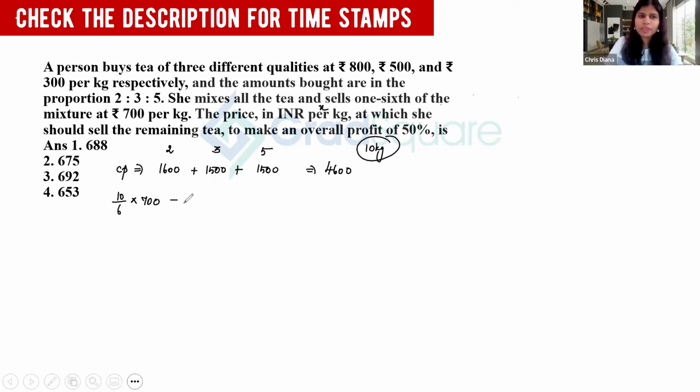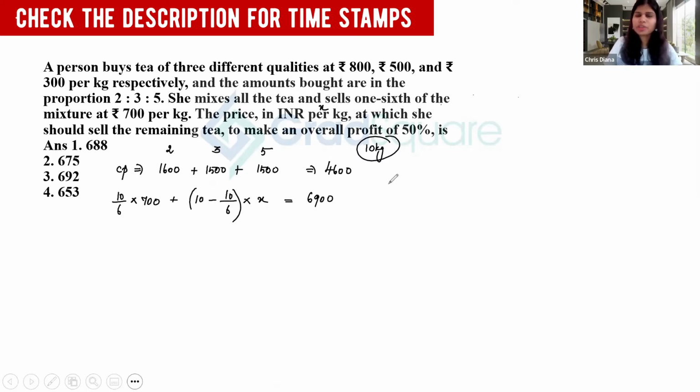Okay, so now remaining is how much? I had initially 10 kgs. So now that's going to be 10 minus 10 by 6. Okay, and this I'm going to sell it at X rupees per kg. So total cost should become this much. Okay, and this price I'm selling it at 50% profit. So this was a cost price, right? And 50% of this is going to be 2300. So if I add 2300 here, this becomes 6900.